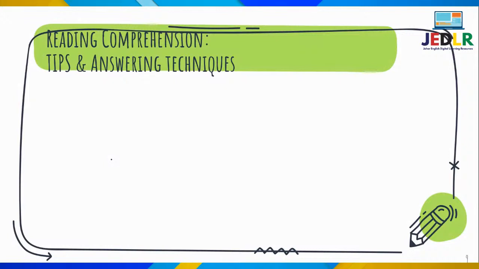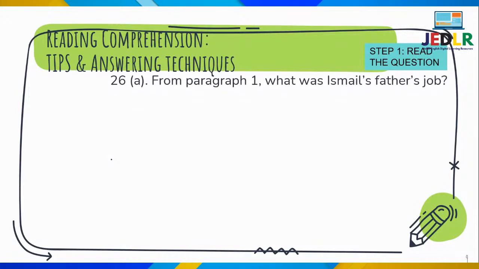Okay, let's try these 4 steps one by one. Let's look at the first question, question 26A. Step 1, read the question. From paragraph 1, what was Ismail's father's job? So the first step is that you need to read the question.